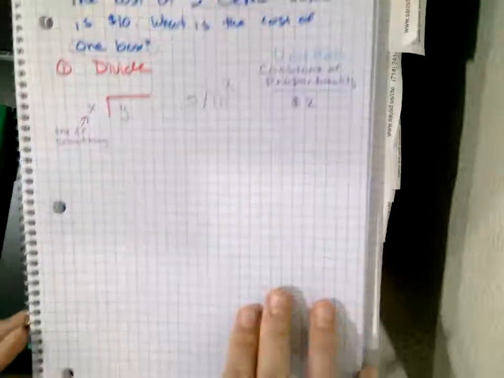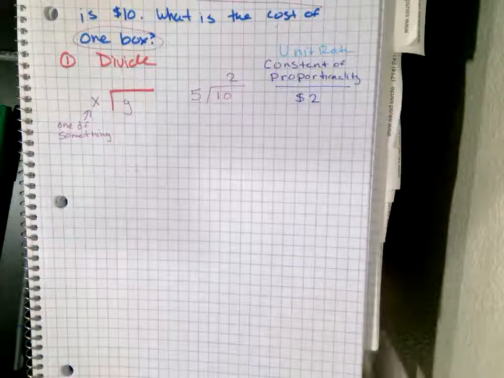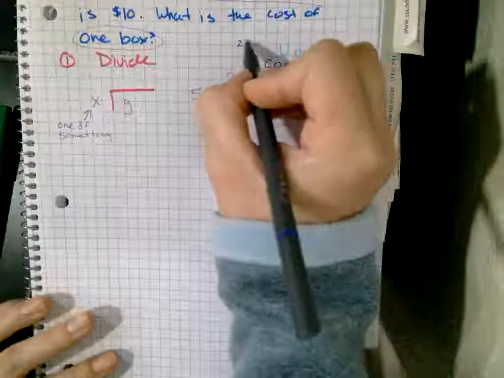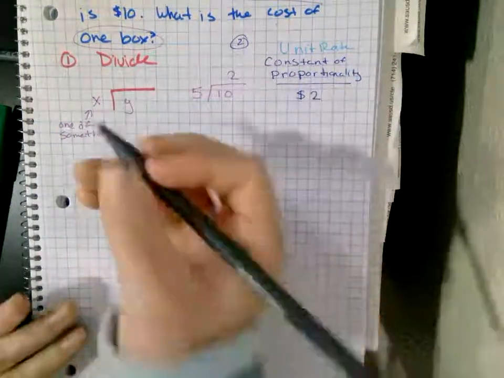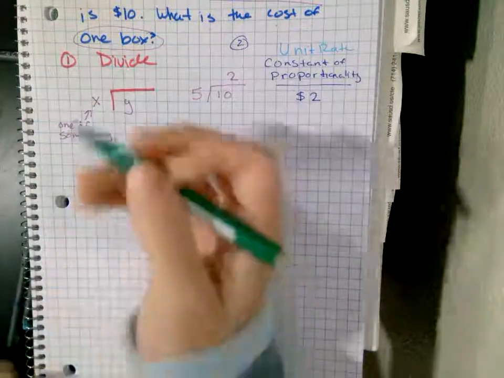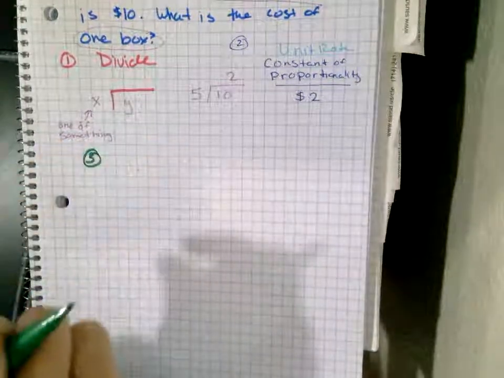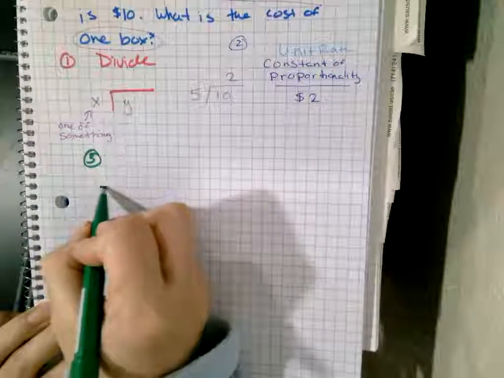Okay, so a couple of things. So this is number 2. Once you divide, you find the unit rate, which is number 2. The third thing I need you to do is to create a table. Okay, so we'll create a table.